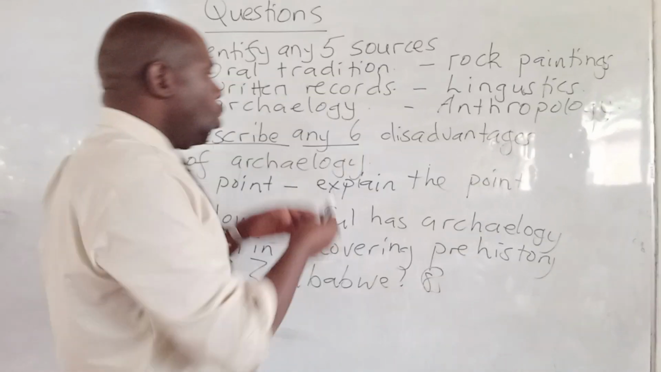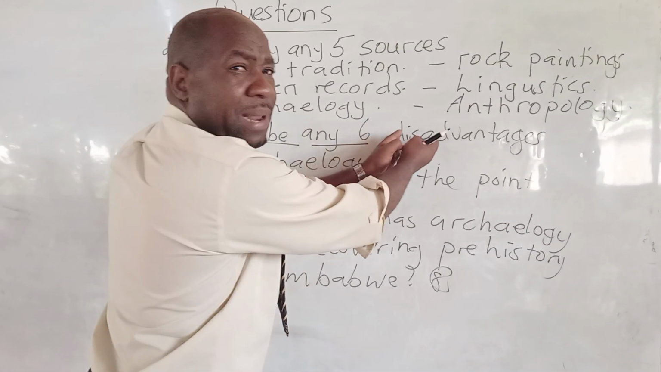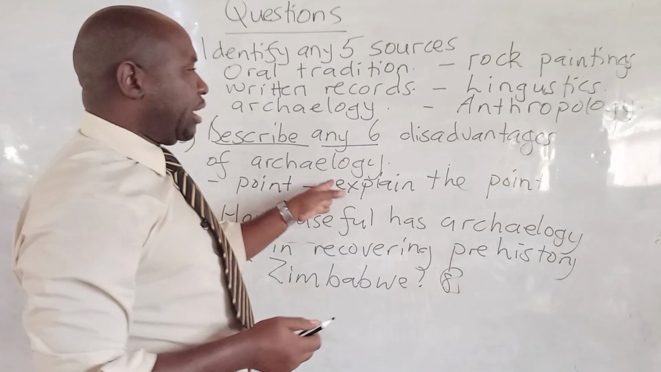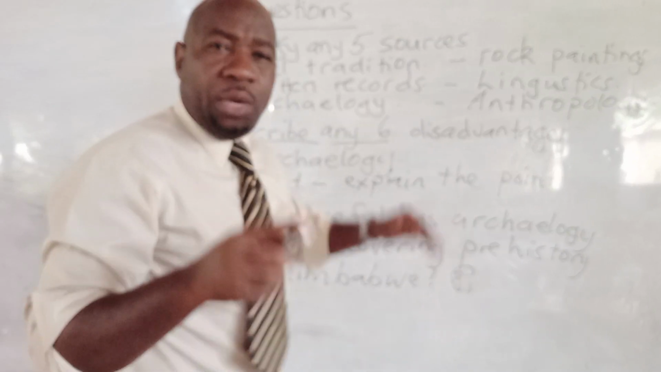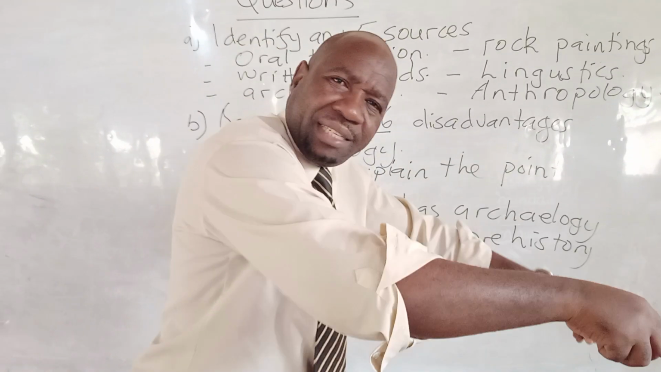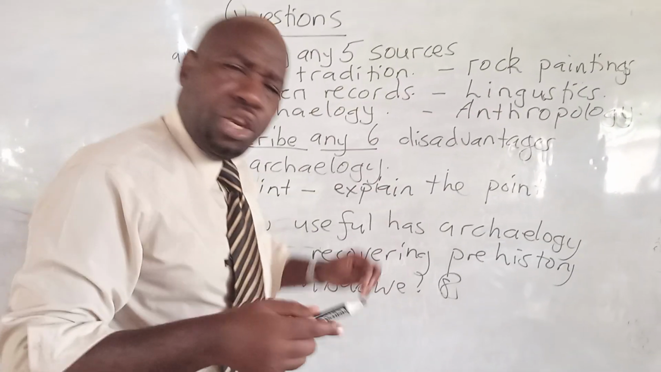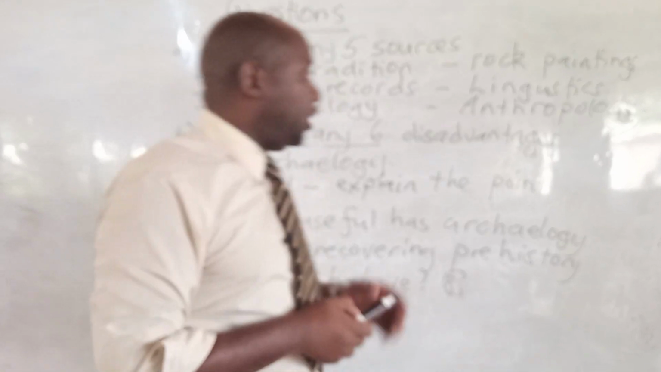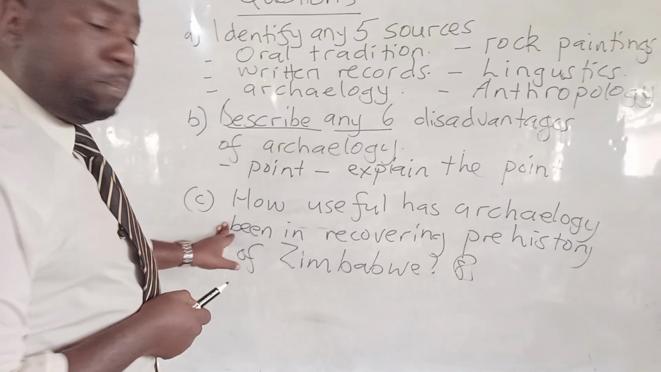So by so doing, you are going to have 6 points and the explanation is 6 points. Then you are in a position of getting 12 out of 12. So on part B, when the question says outline any six, or describe any six, you are supposed to give a point, then you explain your point so that you can get 12 out of 12.